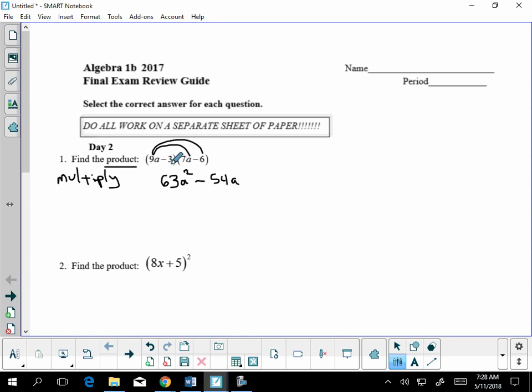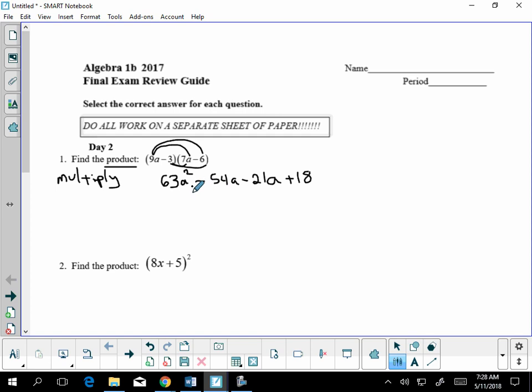Then you have to do the same thing with that negative 3. Negative 3 times 7a is going to give me negative 21a. Be careful of your sign. That's going to be one of the biggest areas that people make mistakes is with their sign. And then negative 3 times negative 6 is positive 18. Remember, a negative times a negative is going to give you a positive.